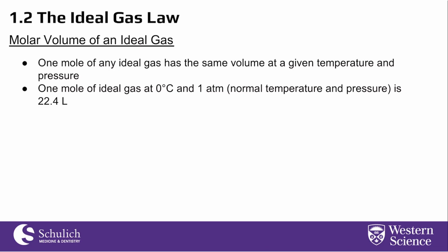Okay, so moving on to talk about the molar volume of an ideal gas. So this just states that 1 mole of any ideal gas has the same volume at a given temperature and pressure. And so 1 mole of an ideal gas at 0 degrees Celsius and 1 atmosphere, this is called normal temperature and pressure, it's going to be 22.4 liters.